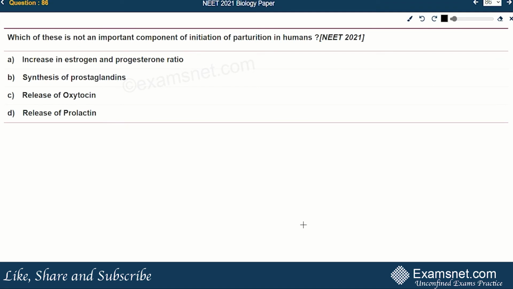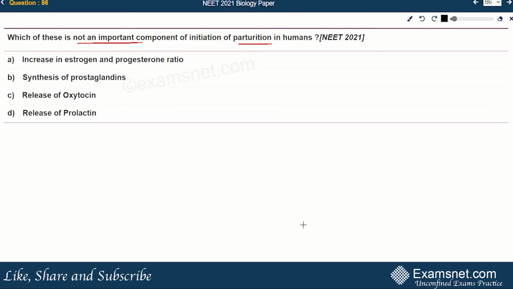Now question 86 is from the chapter Human Reproduction, class 12, and the question is, which of these is not an important component of initiation of parturition in humans? Okay, so what is parturition? See, at the end of gestation, when the fetus is developed completely inside the womb, then it is expelled out, and this process is known as parturition, right?